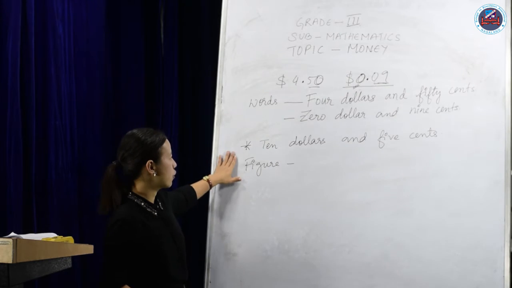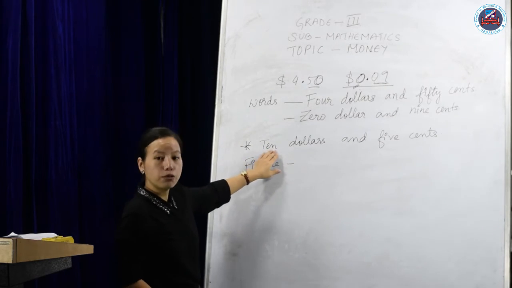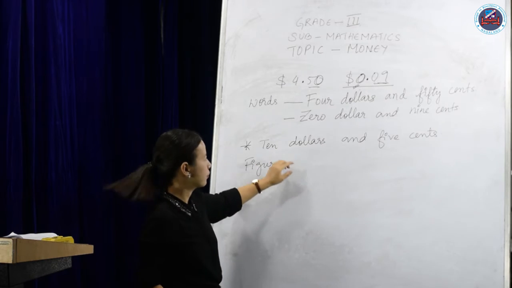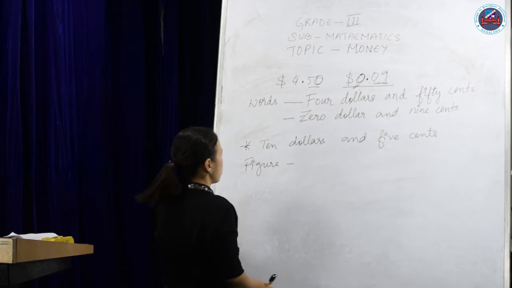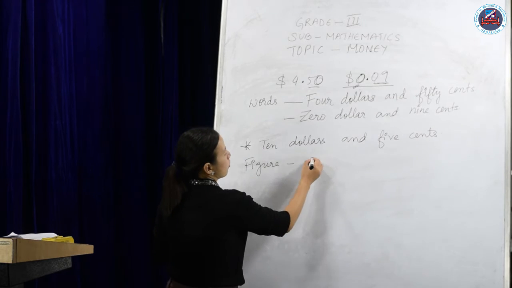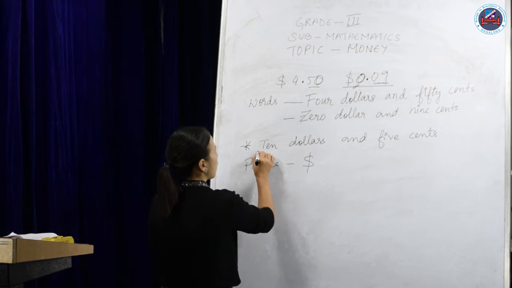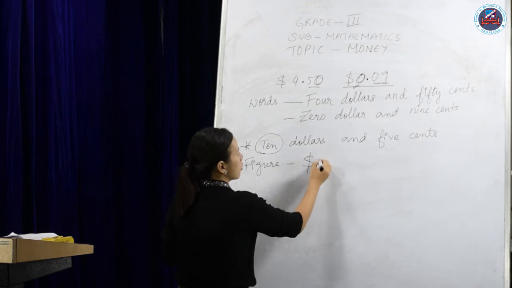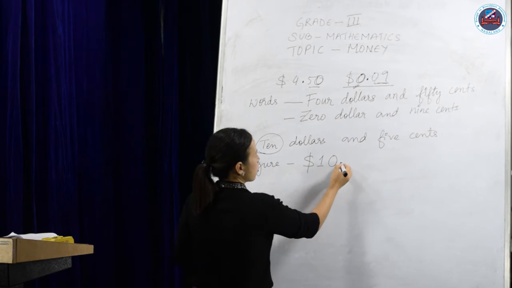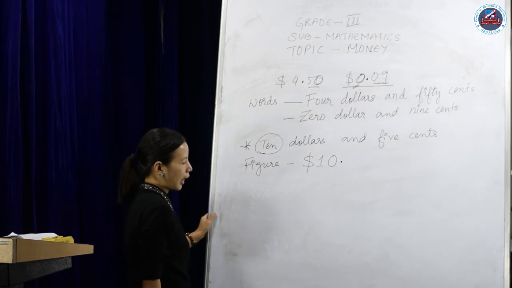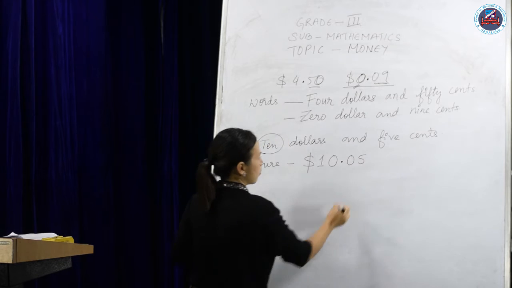Done? Now let's go to the figure. How do we write in figure? Now here questions is given in words. We will change into figure. Here it says $10.05. So what do we write in figure? We will put for the figure first draw the dollar sign, and then for dollar, how many dollars we have here? $10. So we write 10. And for the cents amount, what we have to do is we put a point, and then it says 5 cents. So we're going to write 0.5.